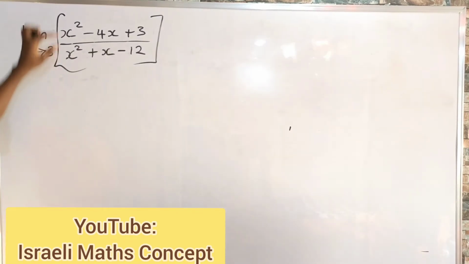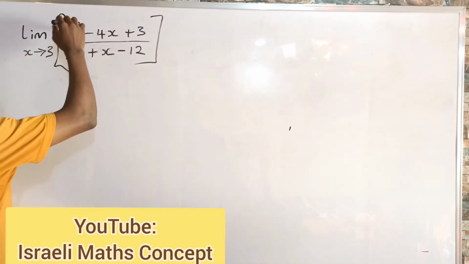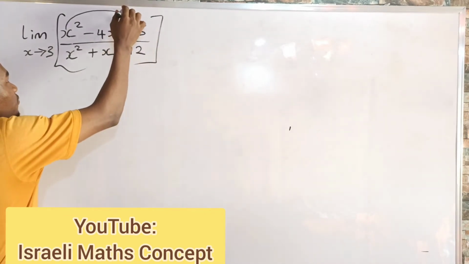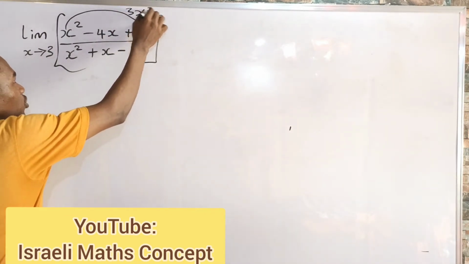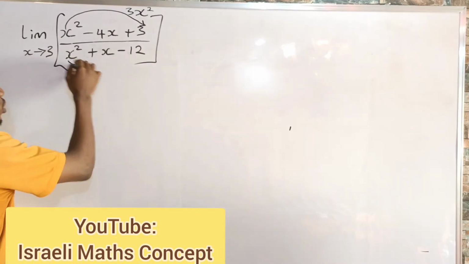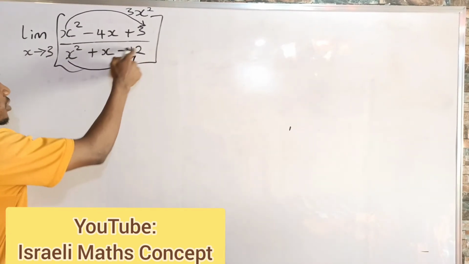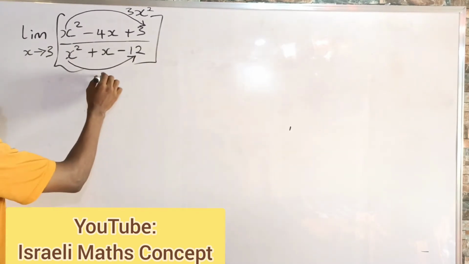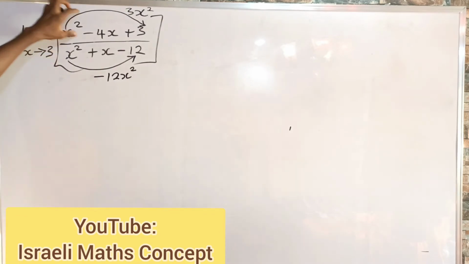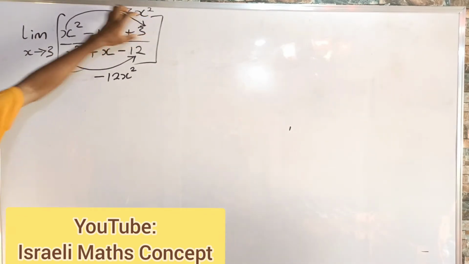Alright, solving using the factorization method, or solving a quadratic equation, we will say that x squared will multiply this 3 and we have 3x squared. And coming to the denominator, x squared will also multiply the negative 12, then we have negative 12x squared. Let's continue with the first instance, which is the numerator.